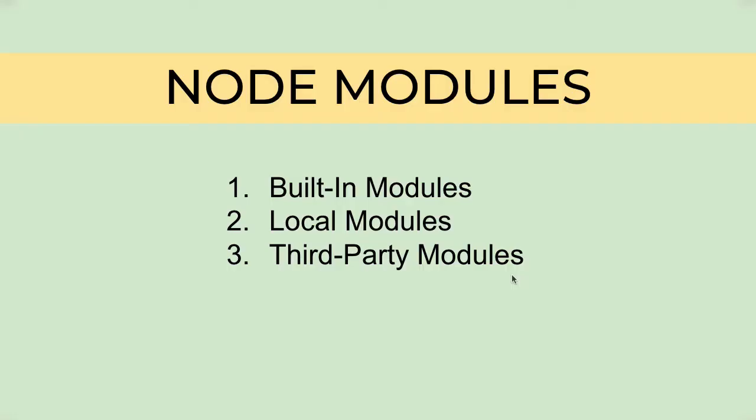So now we are going to look at Node modules. Modules in Node are simple or complex functionality organized in multiple JavaScript files. They can be reused throughout your application. There are three different kinds of modules: built-in modules, local modules and third-party modules. We're going to look at all these three one by one.